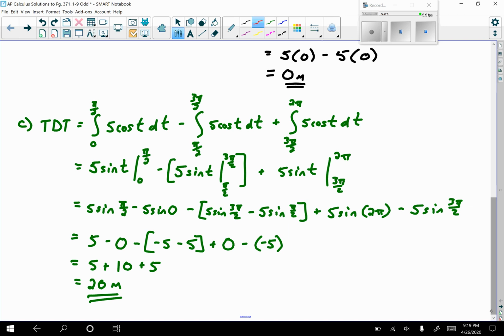So you could look at all the parts here. I'm not going to go over every single step, but just notice that we subtracted the middle integral here. Taking the antiderivative, just watch your signs very carefully. So for these, I highly recommend writing out every single step. But you could pause the video and work through this. Again, if you have any questions on any particular part, send me an email. But this turns out to be a total of 20 meters.